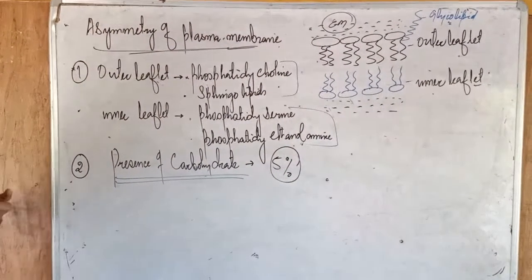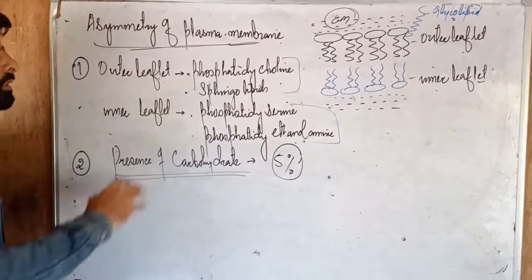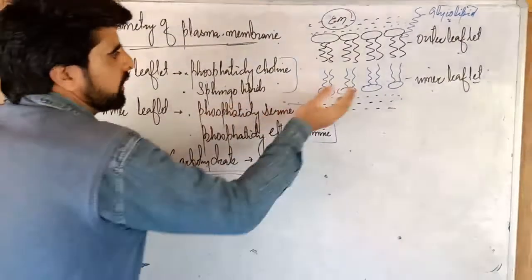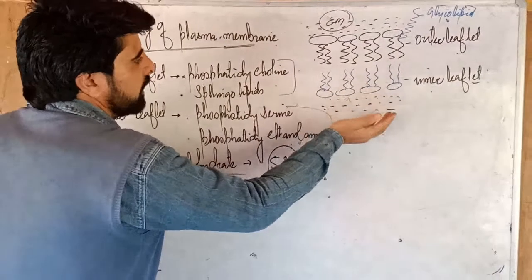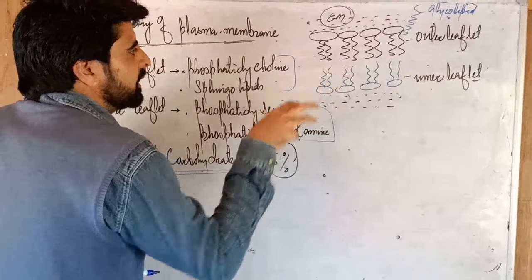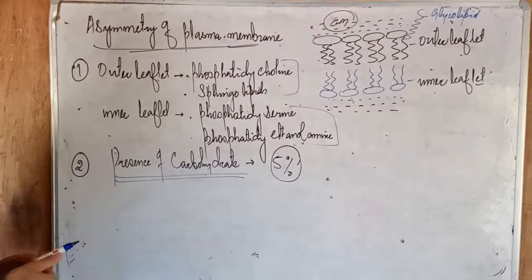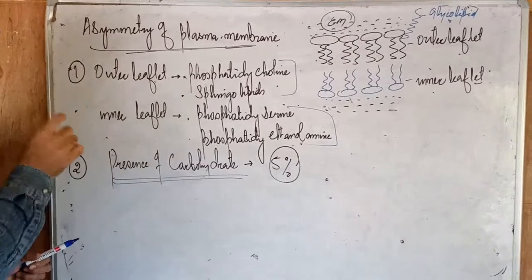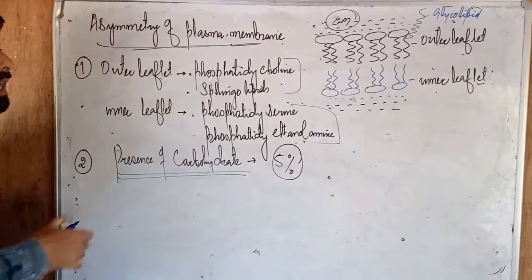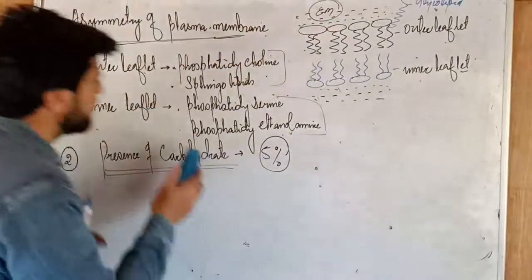Now we have one more very important thing to discuss about the asymmetry. We have certain substances present in the inner leaflet, and those substances are responsible for cellular signaling, the signaling which takes place within a cell. We will see cellular signaling in the next chapter, but a little bit here: how this asymmetry helps in cellular signaling. We will study it in the next point.